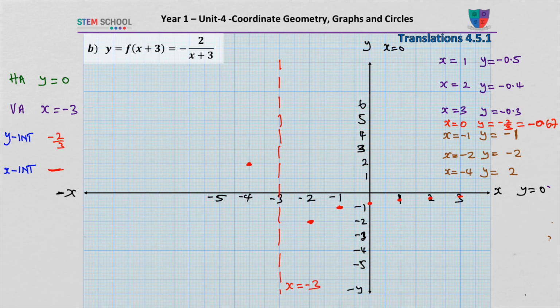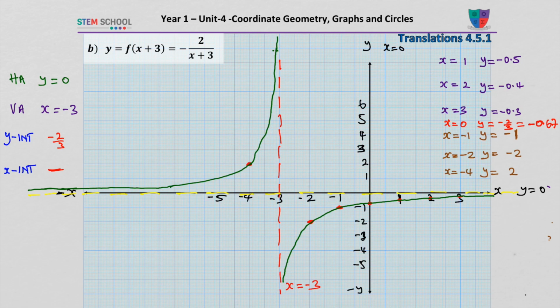Now we can sketch the curve, but we need to draw the horizontal asymptote, which is y equal to 0. So that's the line the curve approaches. Now we can sketch the curve. So the curve is coming from the negative y infinity, then approaching those points here, and then approaching y equal to 0 at infinity. Likewise, it's coming from negative x infinity, and then going to approach the vertical asymptote x equals minus 3.